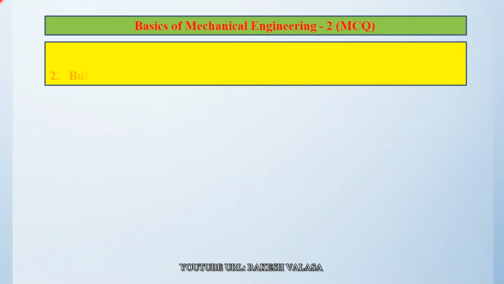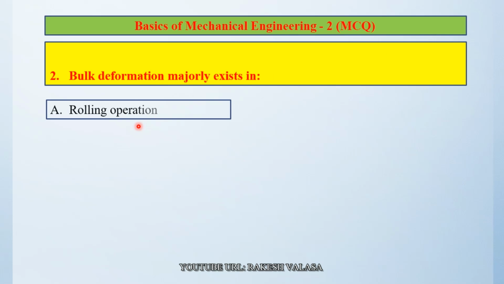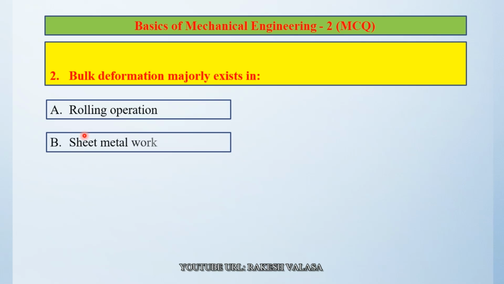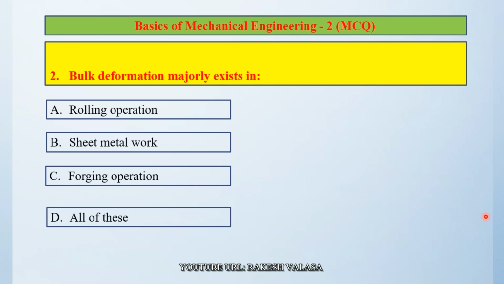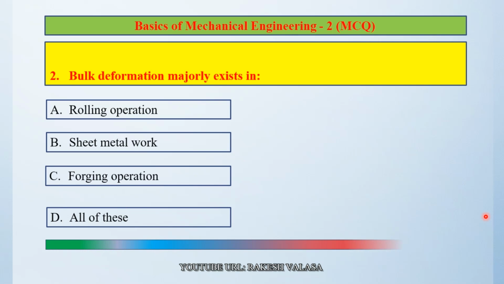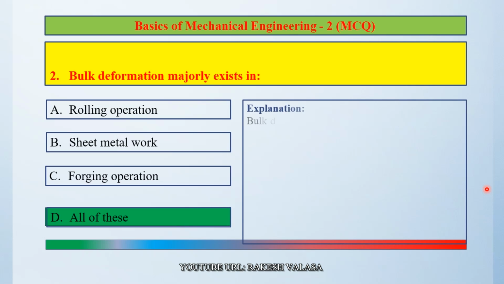Question number 2. Bulk deformation majorly exists in option A, rolling operation, option B, sheet metal work, option C, forging operation, option D, all of these. The correct answer is option D, all of these. Let us see the explanation.